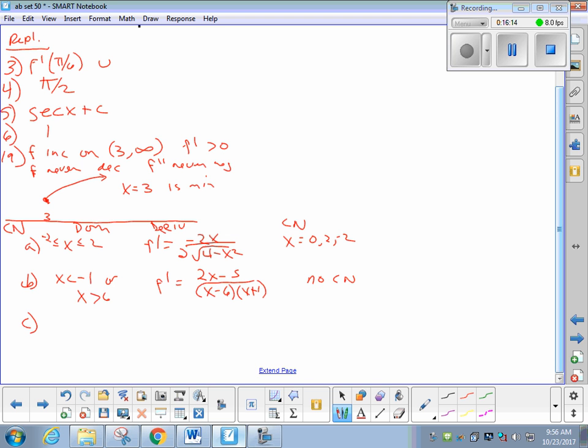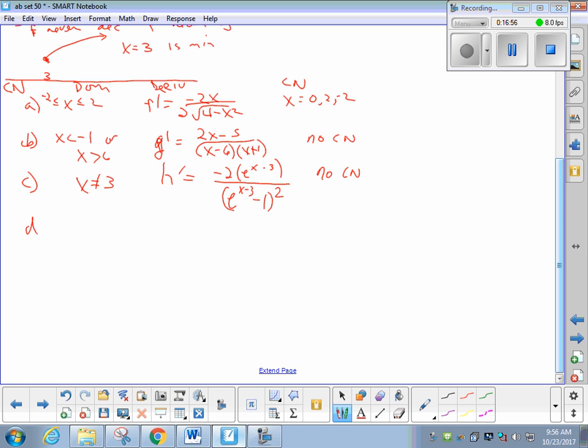C, the domain is x cannot be 3. The derivative, this should have been g prime, sorry. The derivative was something like e to the x minus 3 minus 1. Oh, no, my bad. -2 e to the x minus 3 over e to the x minus 3 minus 1 quantity squared. And there were no critical numbers there.